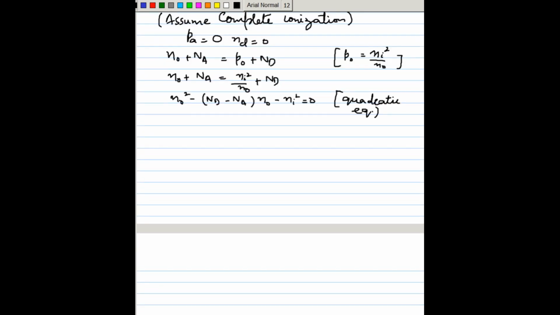So you may solve for the roots and take the positive root, because electron concentration cannot be negative. So we'll get N naught equals (Nd minus Na) divided by 2, plus the square root of ((Nd minus Na) by 2) whole square plus Ni square.